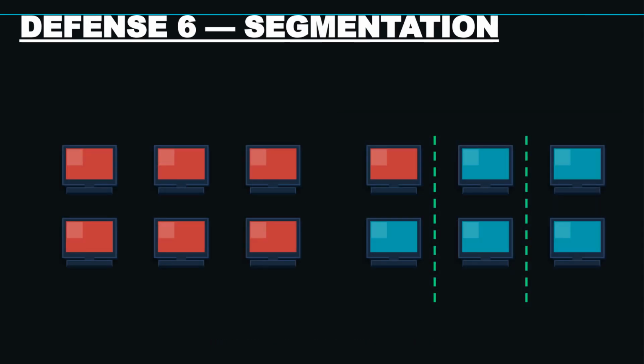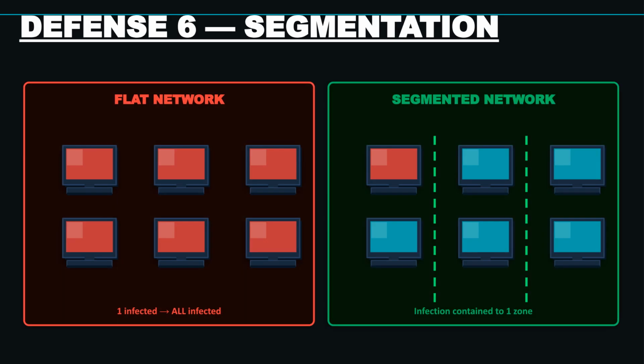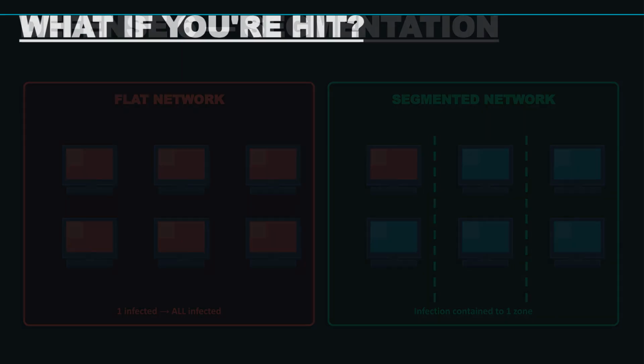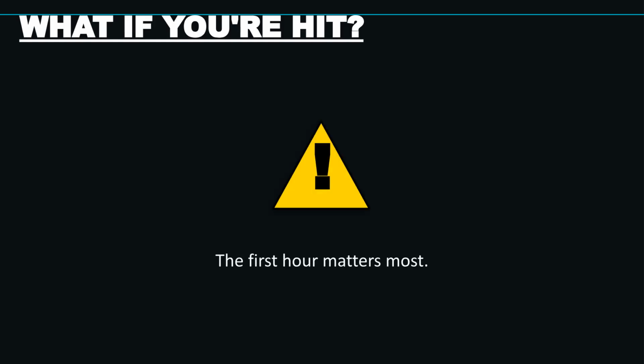Defense 6 is network segmentation. In a flat network, one infected machine infects all. In a segmented network, firewalls block lateral movement, so the infection is contained to one zone. So what if you are hit? The first hour matters most. Here is what to do when you see a ransom note on your screen.